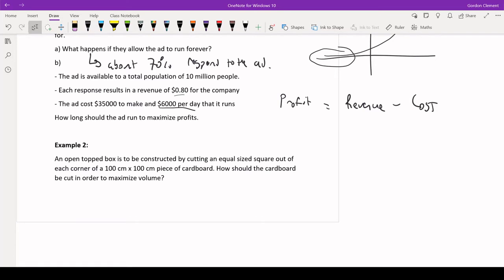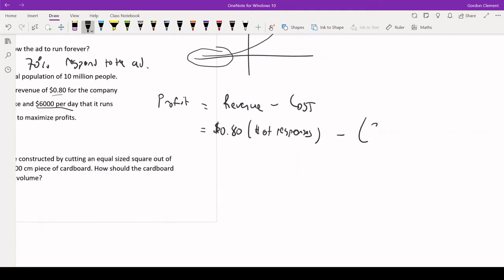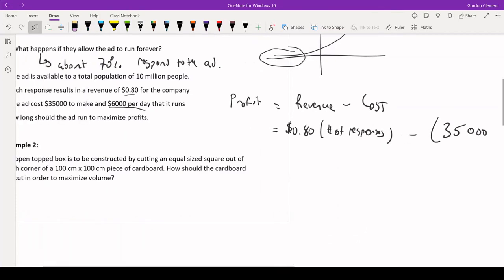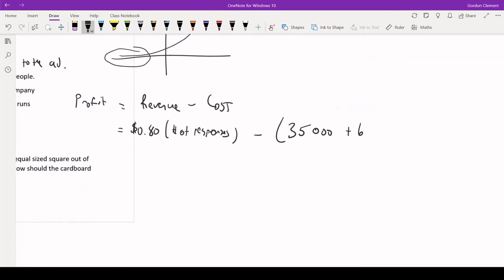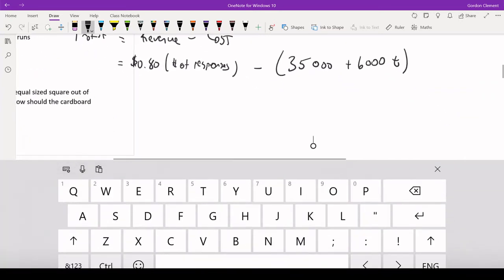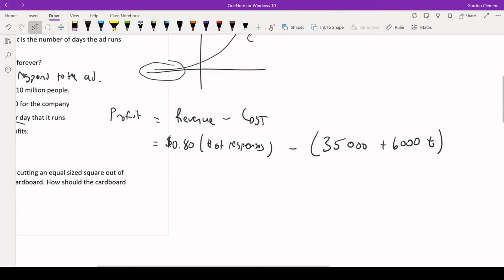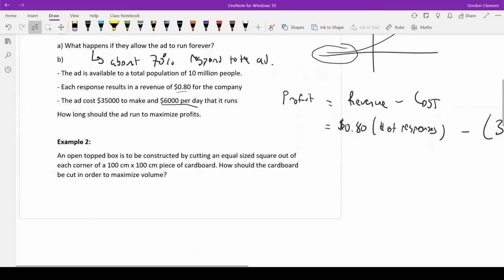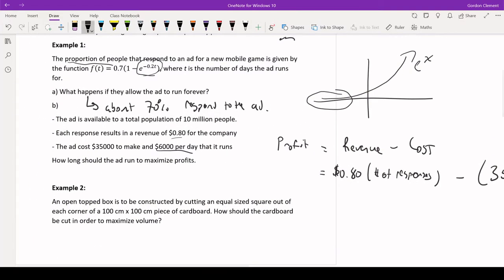Revenue minus cost. So their revenue is 80 cents times the number of responses, and their cost is 35,000 plus 6,000 for every day, so we'll make t the number of days. I think we have already established t is the number of days. Now the number of responses comes from this function that they've given us. They've given us the proportion of people that respond, and it's that proportion of 10 million people.